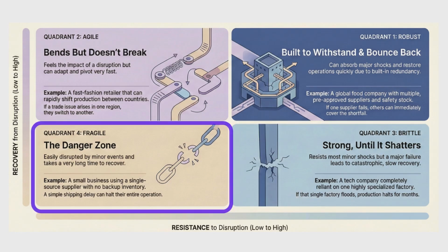Quadrant 4, fragile, the danger zone. This is the weakest quadrant, low resistance and low recovery. These supply chains are easily disrupted by even minor events and take a long time to recover. The example provided is a small business relying on a single supplier with no backup inventory. A simple shipping delay can halt their entire operation. With no redundancy and no recovery mechanisms in place, the supply chain remains highly vulnerable.